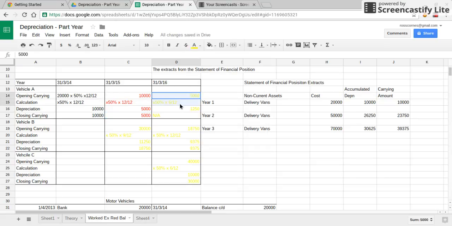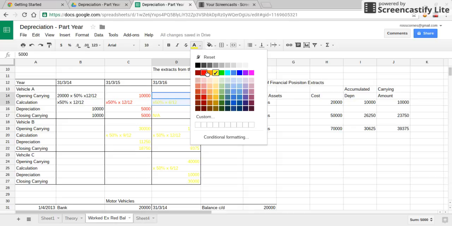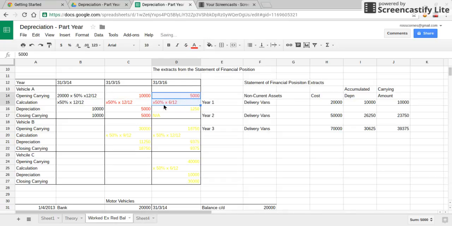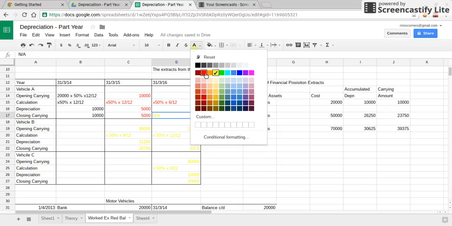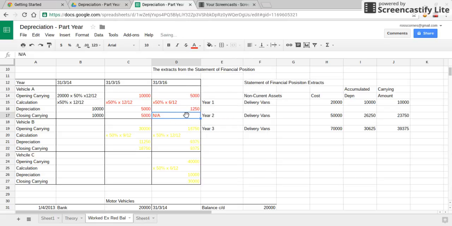And then year 3 is a little bit different. We've got an opening carrying amount of 5,000. Times that by 50% would be 2,500, but we only owned it for 6 months. So divide 2,500 by 12 and multiply it by 6, or times it by a half, gives us a depreciation for the year of 1,250. And then we don't need to work out the closing carrying amount because we know it's going to be sold.